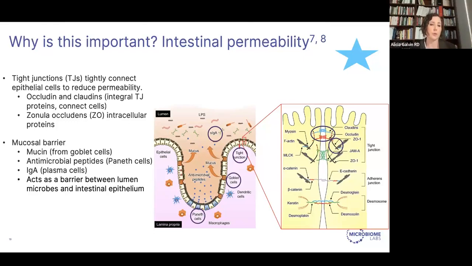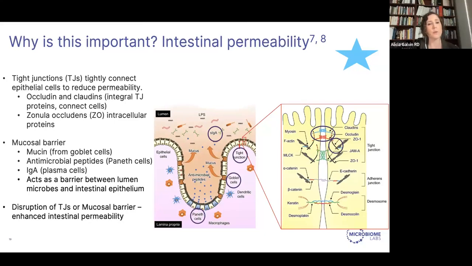And then you have the mucosal barrier, which we've talked about with the mucin from the goblet cells. You have antimicrobial peptides. Remember those Paneth cells I was talking about? And then you have IgA, and basically this mucosal barrier is acting as that no-fly zone, or that little barrier between the lumen and the intestinal epithelium, that single cell layer.